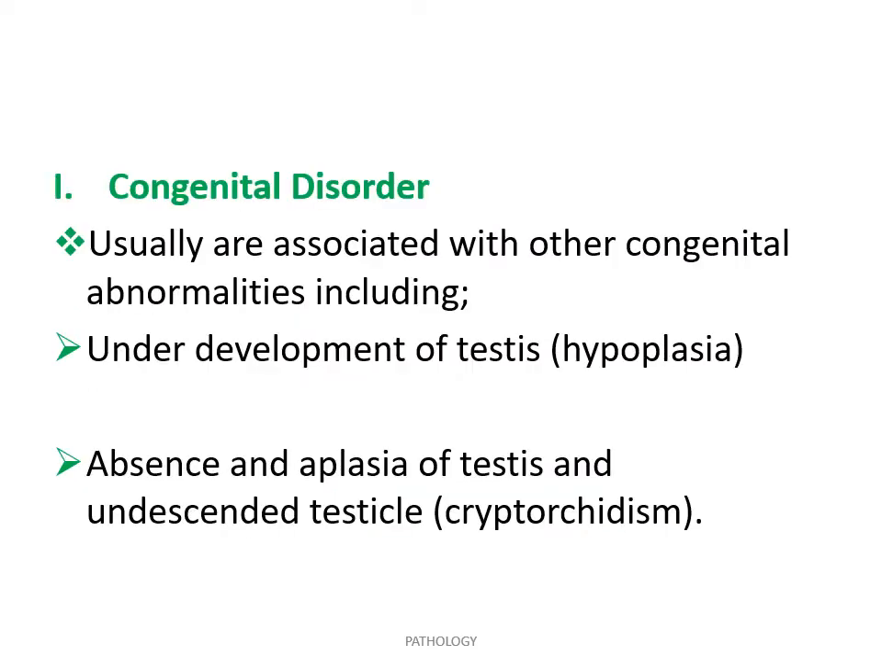Generally speaking, congenital malformation of the testes is the first category we are discussing. These are associated with other congenital abnormalities, meaning that when you find a congenital abnormality of the testis, it's better to check for other congenital abnormalities. These include absence of the testis, meaning there is no development of the testis, which is called testicular aplasia.